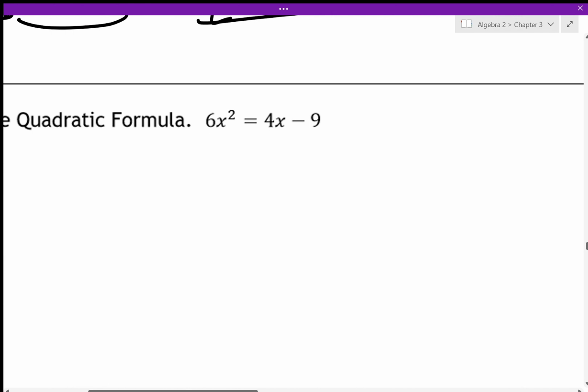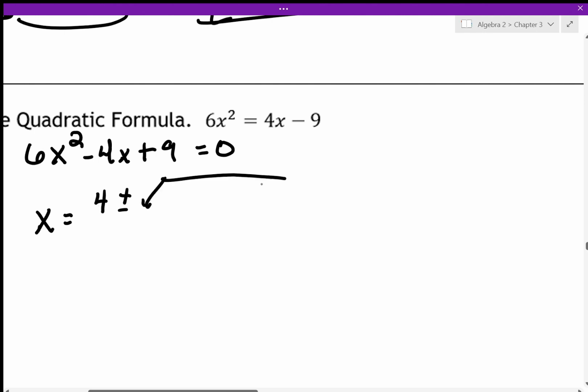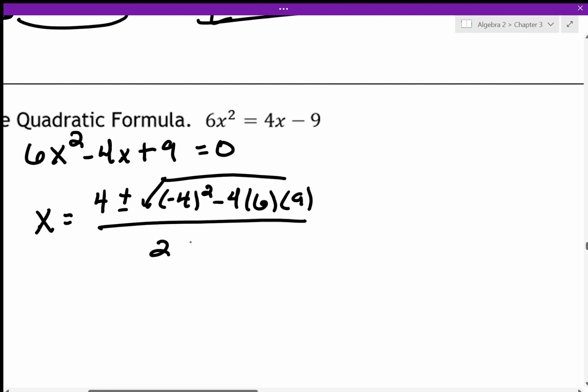Let's go ahead and move everything just to the left side. 6x squared minus 4x plus 9 equals 0. Plugging in the quadratic formula, I'm going to have x equals negative 4 plus or minus the square root of negative 4 squared minus 4 times 6 times 9, all over 2 times 6.